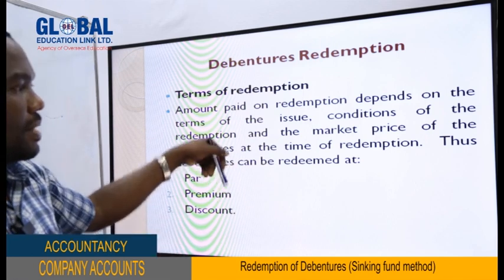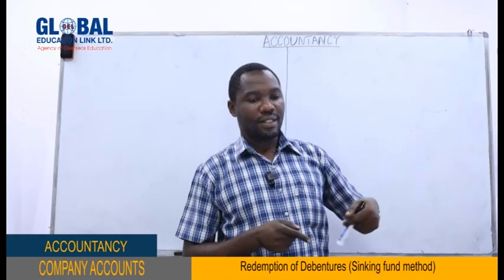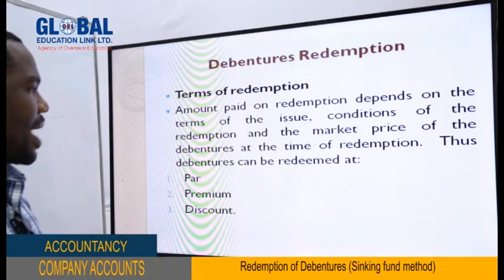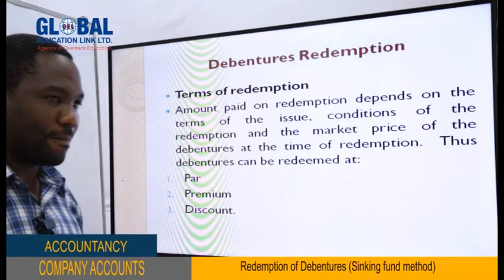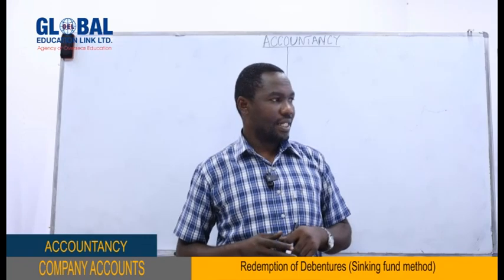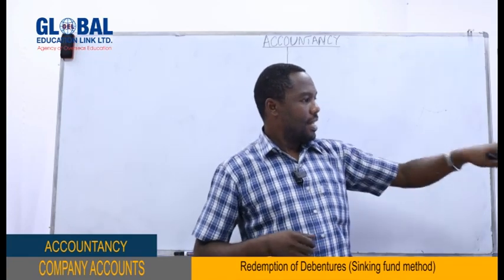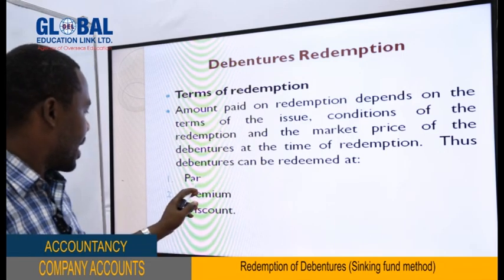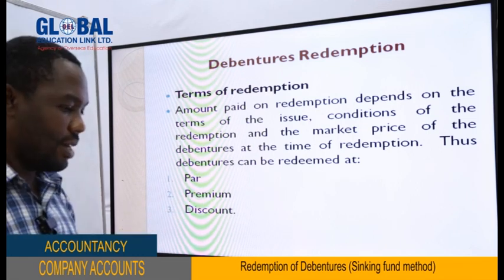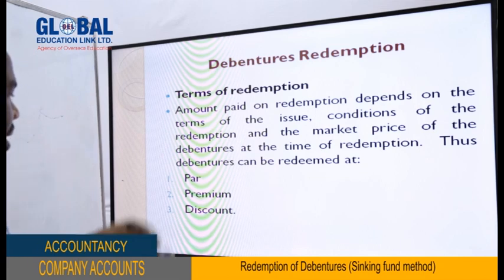You may issue these debentures at par, but in the terms and conditions of redemption, you agree beforehand that they will be redeemed, maybe at a premium or whatever. And also the market price of the debenture at the time of redemption. If you purchase through the open market, if they are available in the stock exchange before the expiry, you are going to purchase them depending on the market price. So the debenture may be redeemed based on these terms, either at par, if it is payable based on the nominal value, or at a premium if payable above the nominal value, or at a discount if payable below the nominal value.